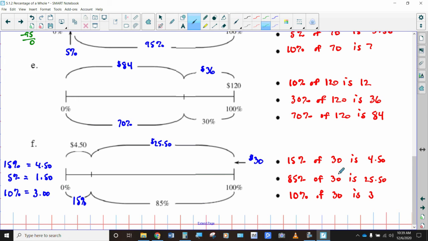Now that we know that the total is 30, we can declare that 15% of 30 is 4.50 and 85% has to be the rest of it. So 30 minus 4.50 is 25.50. And then we know that 10% from what we did over here must have been equal to 3. Okay, so that pretty much is proportional reasoning. If you've been given 2 parts, you can always figure out the third by setting up a diagram, by using a little bit of logical reasoning, or by using the percent proportion.